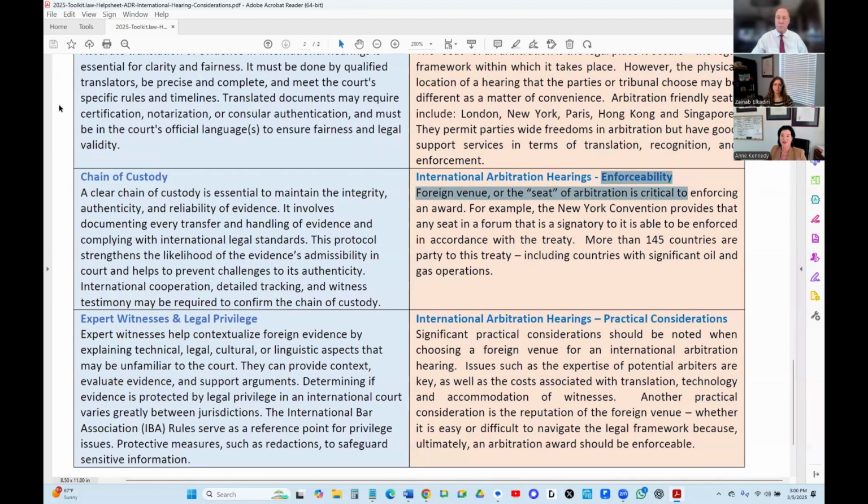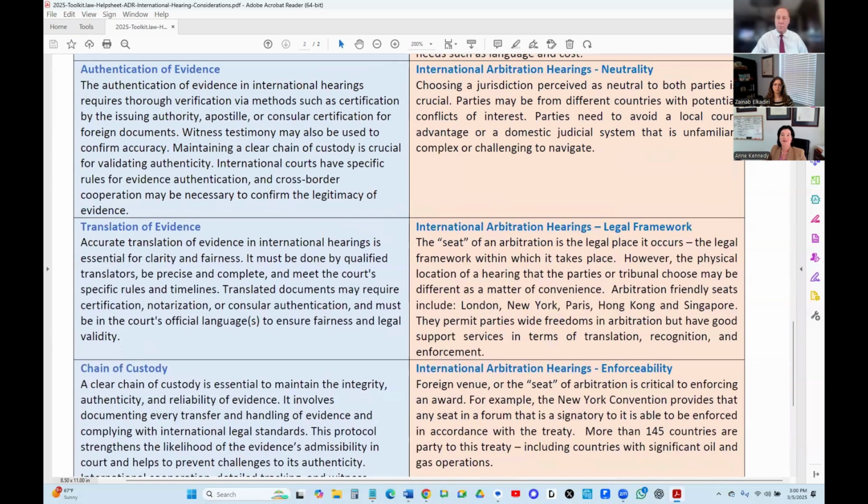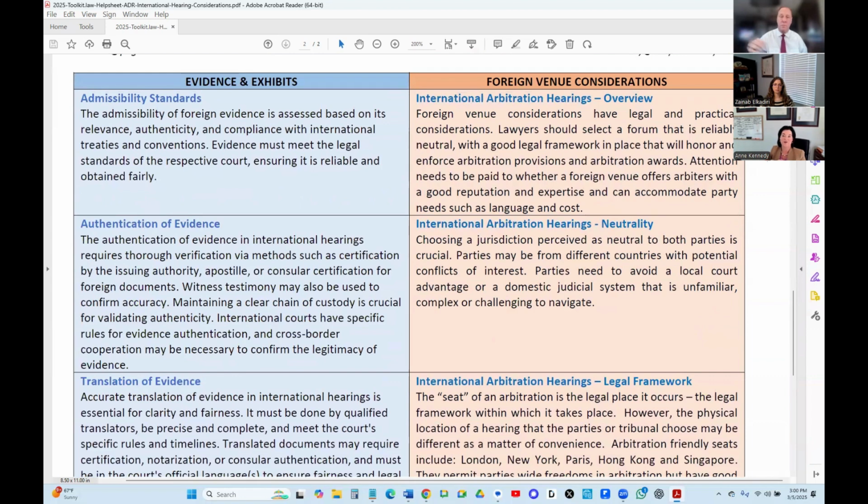Attention needs to be paid, up in the international arbitration hearings overview, to whether a foreign venue offers arbiters with a good reputation. And this is very important. Often arbitration can be a significant expense. So knowing whether there are panel arbitrators available that can service the issues in the case is something that goes into where we're going to have this.